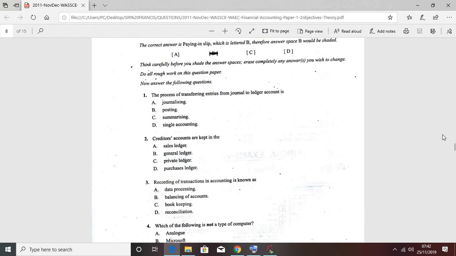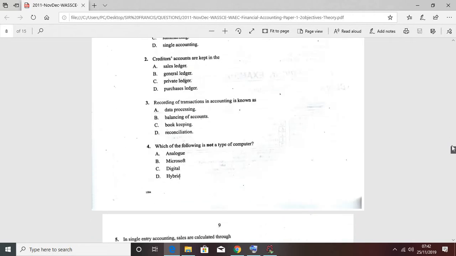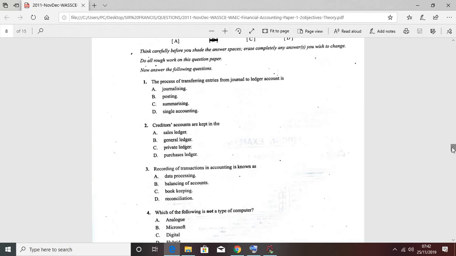But the business has so many types of books that it deals with, and these books are usually known as the ledgers. So the question is saying that creditors are kept in which type of ledger, as you can see in the options. We have sales ledger, general ledger, private ledger, and purchases ledger.